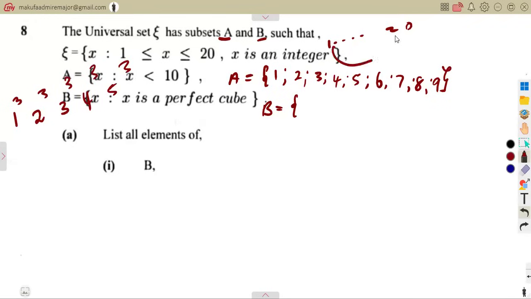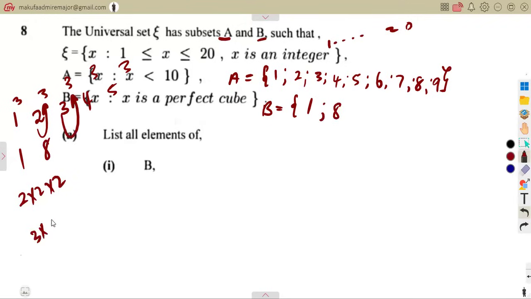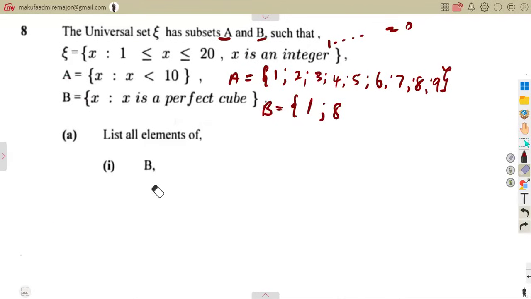But within 1 to 20, 1 to the exponent of 3 is 1. So we need this. 2 to the power of 3, 2 times 2 times 2, is going to be 8, which means we need this value. 3 to the power of 3, that's 3 times 3 times 3, which is 27. 27 is above the 20 that we are given. So we are not going to consider the perfect cubes from 27 and so on. So the perfect cubes which satisfy the conditions that we are given will be 1 and 8.